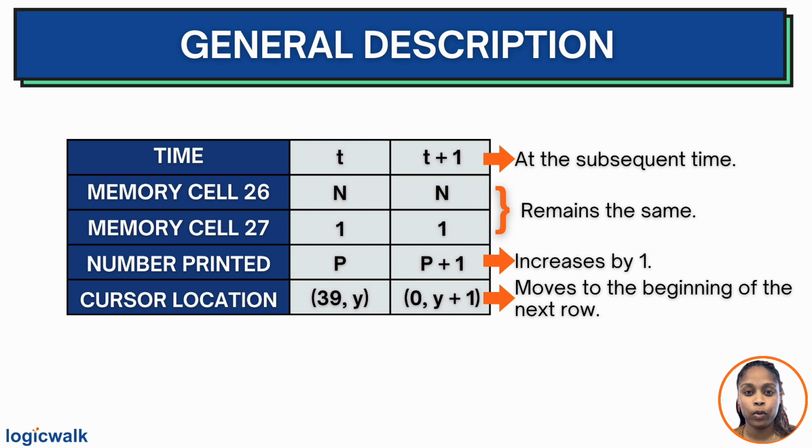In our next lesson, we'll examine what happens when the cursor reaches the very last available space in the display matrix and there are still more characters to print.